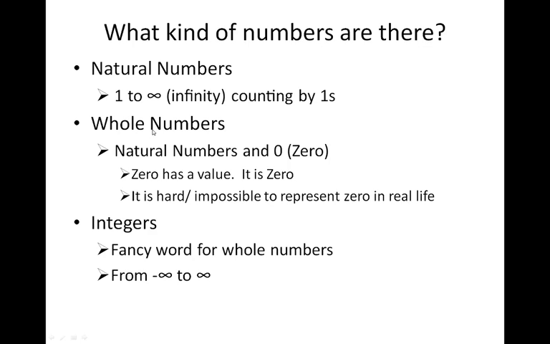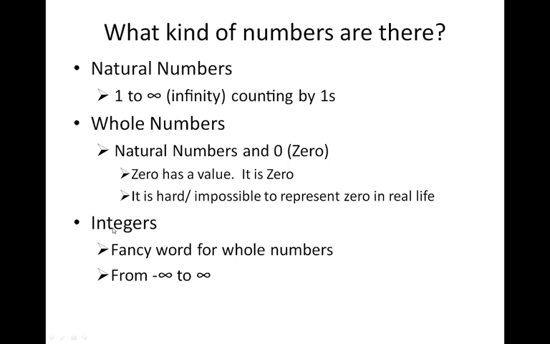Now, why did they come up with a whole new group of numbers just to add 0, just to start at 0 instead of 1? Well, that's because in nature, with natural numbers, it's hard or impossible to represent 0. I can't represent 0 gold bars in my room. I have no gold bars in my room, but there's no such thing as 0 in nature. So naturally, there is no 0.